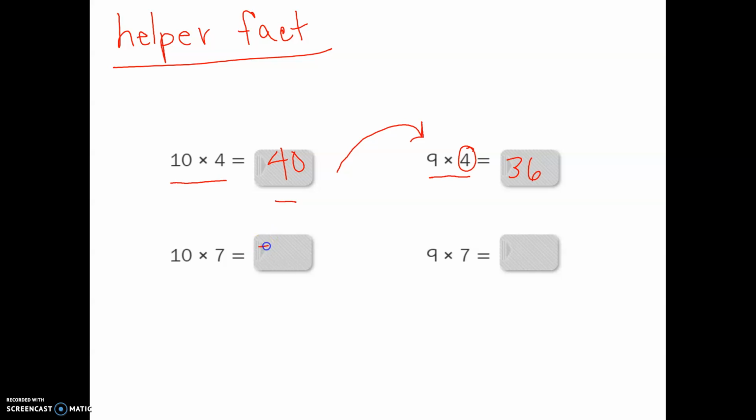10 times 7 is 70. Now I want 9 times 7. That's going to be 1 less 7, because here I have 10. Now I only have 9. I'm taking a group away. So 70 minus 7 is going to be 63, and 9 times 7 is 63.